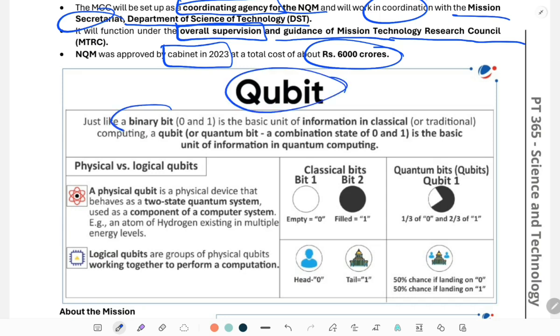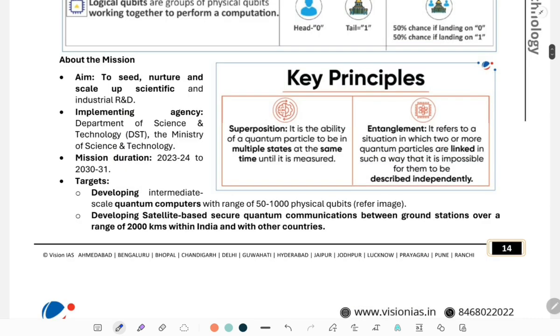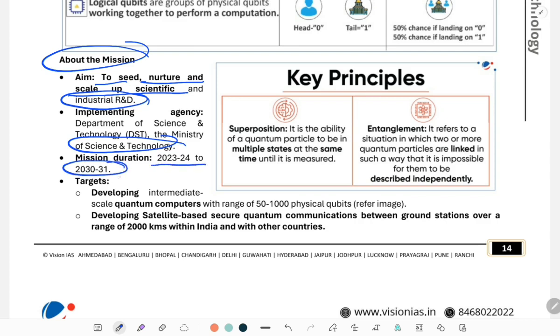Qubit, just like the binary bit 0 and 1, is the basic unit of information in classical computing. A qubit is the basic unit of information in quantum computing. About this mission, its aim is to seed, nurture and scale up scientific and industrial R&D, and its implementing agencies are the Department of Science and Technology and the Ministry of Science and Technology. The mission duration is 2023-24 to 2030-31.